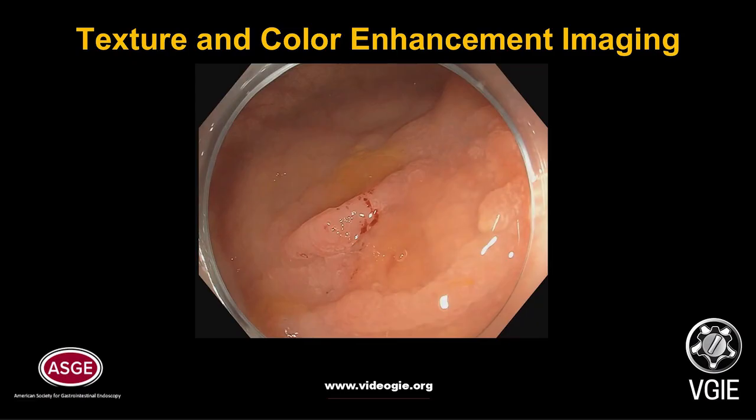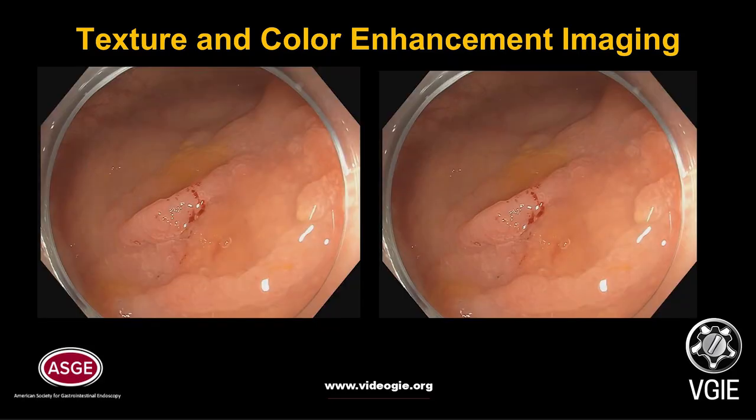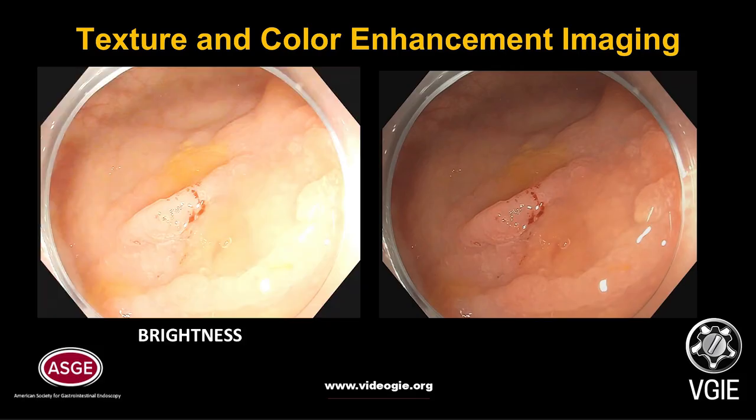With texture and color enhancement imaging, the input image from the video processor is split into a base layer and a detail layer. The base layer is then adjusted for brightness, followed by dynamic range compression or tone mapping. Following that, texture color enhancement is applied to the detail layer to enhance subtle contrast. The two layers are then merged, resulting in an enhanced post-processing image.